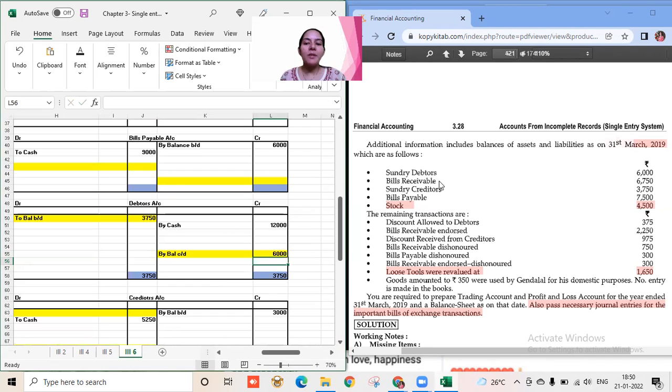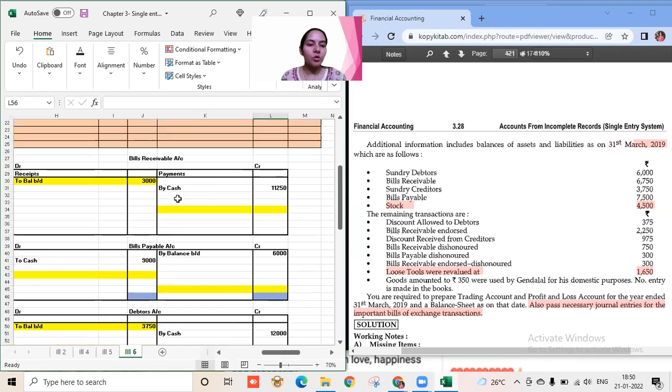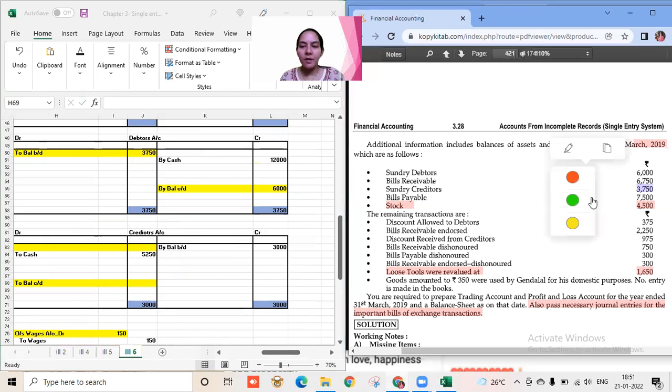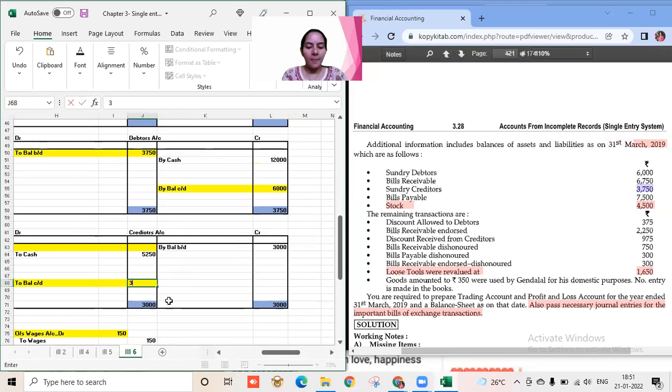Okay. Then we have bills receivable. So bills receivable will also have a credit balance. Wherever you are going to take the total, on the line before it write by balance carried down, which is 6,750. Next one is sundry creditors. It has a credit balance, so balance carried down will come on the debit side. To balance carried down, on the opposite side. Balance carried down 3,750. Creditors has 3,750.